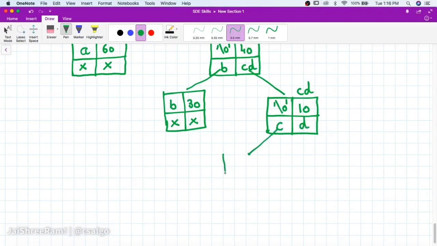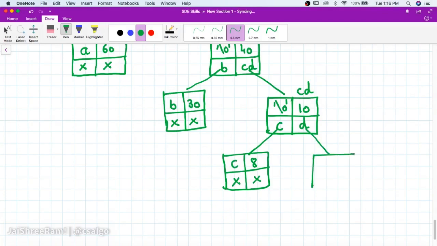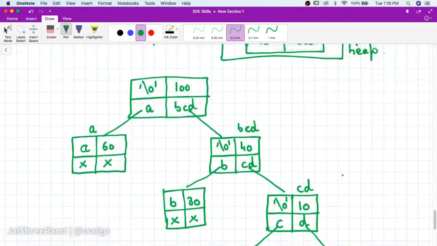So here the two nodes are also present, which are node C and node D. This is my node C, its cost was 8, its left is null, its right is null, and this is my node D. Its cost was 2, its left is null, its right is null. So this is my entire heap structure which is being formed now.